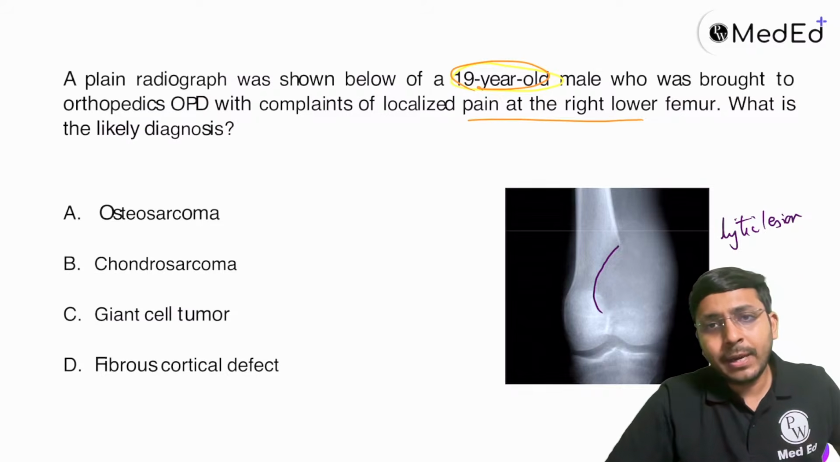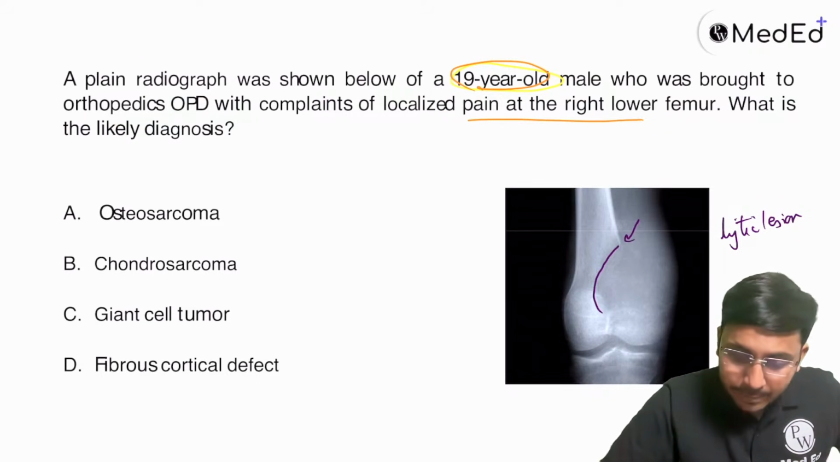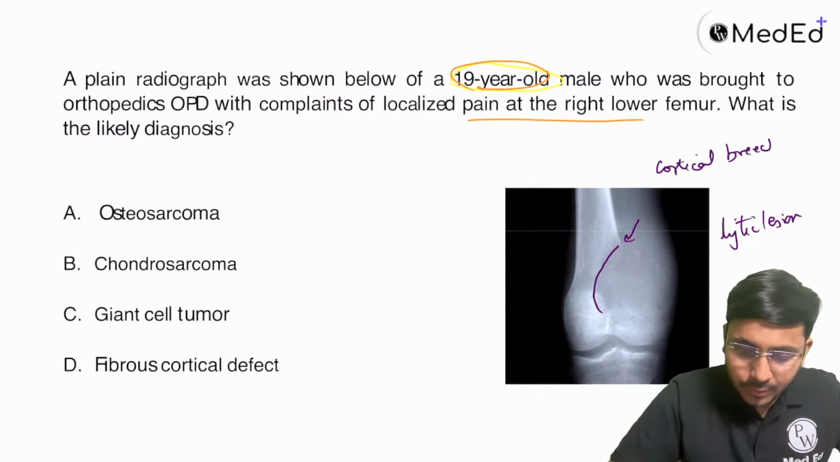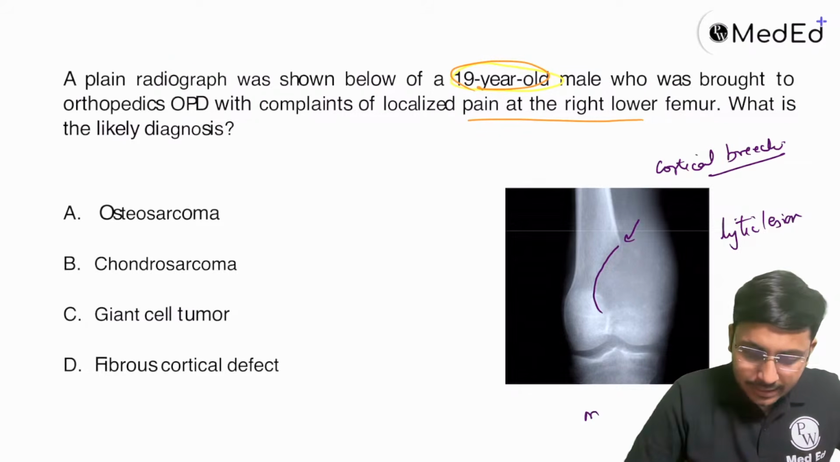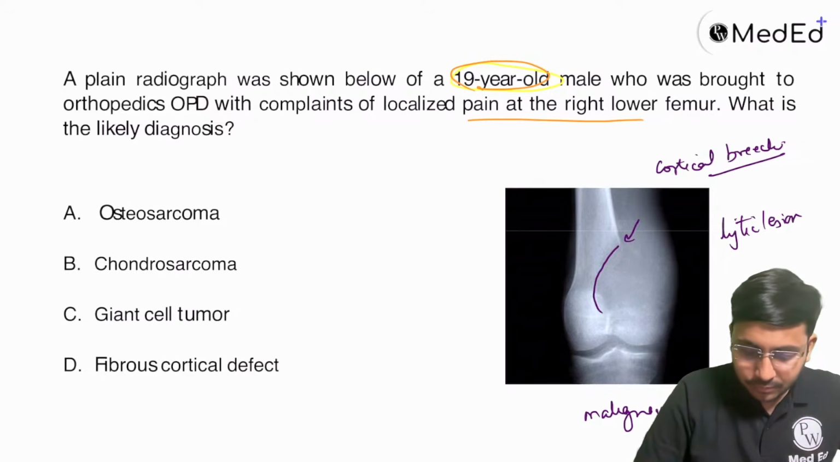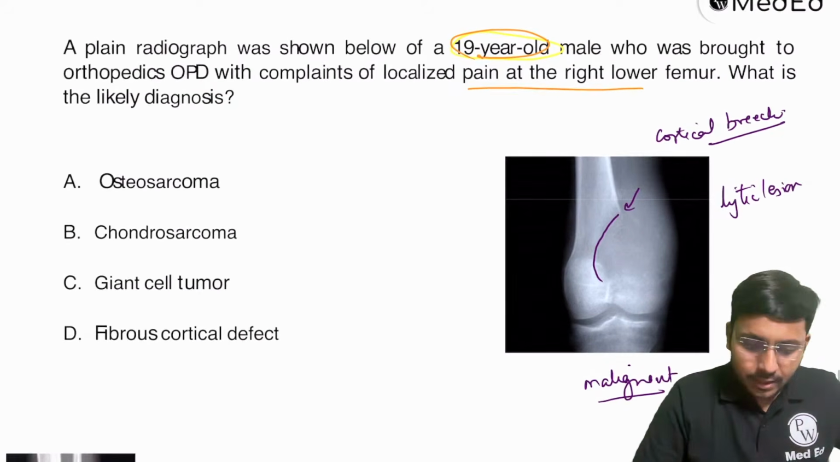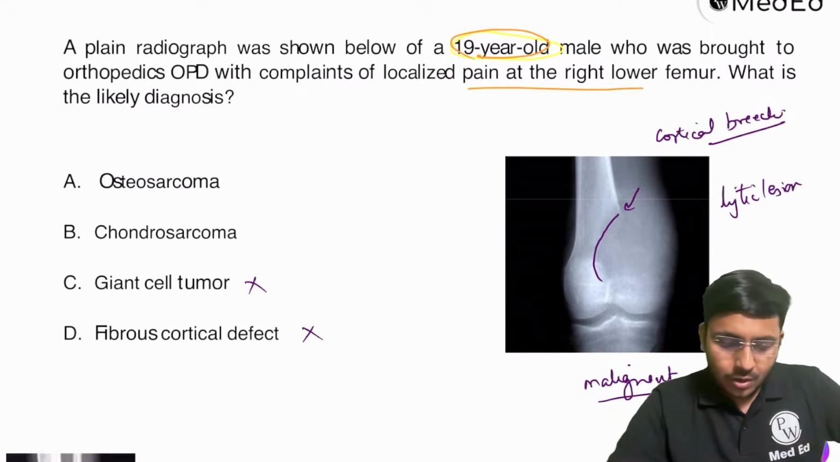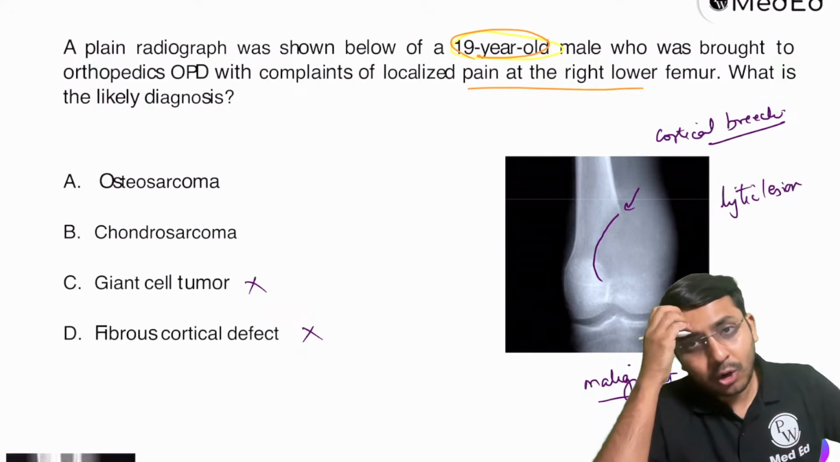And does it look benign or malignant? So there is a cortical breach. Here there is a cortical breach. So this looks malignant. Right? So giant cell tumor is out, fibrous cortical defect is out. Now, the difference is osteosarcoma or chondrosarcoma.